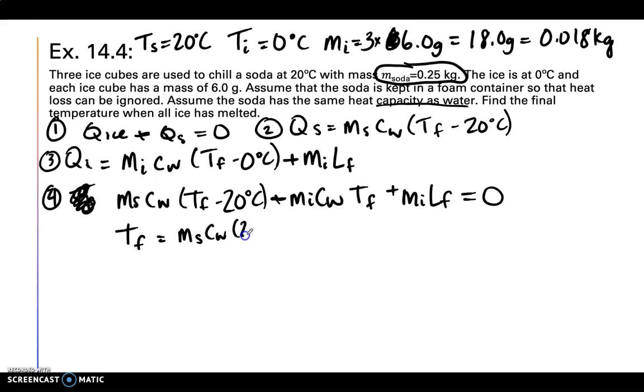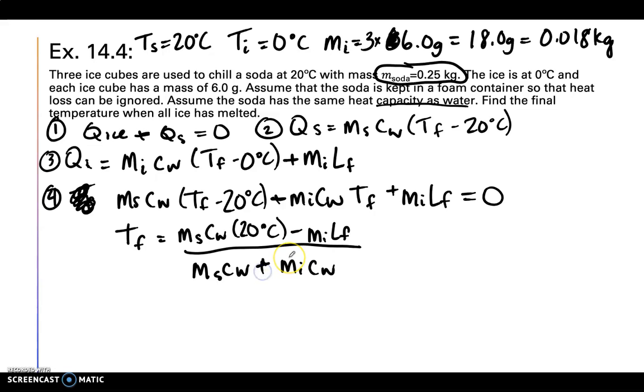M_S C_W times 20 degrees minus M_I L_F, and that's going to be divided by M_S C_W plus M_I C_W. Okay, so we need to plug everything in.